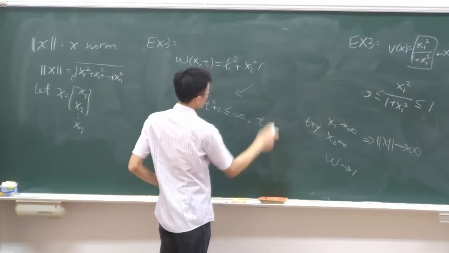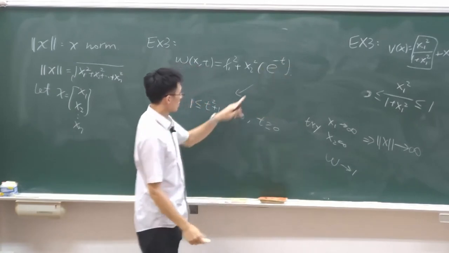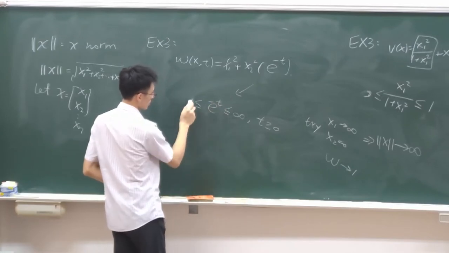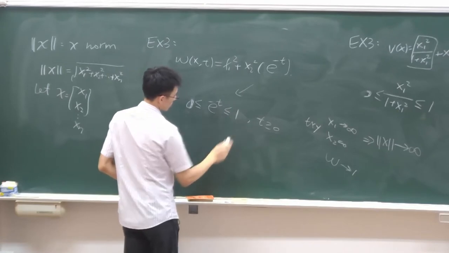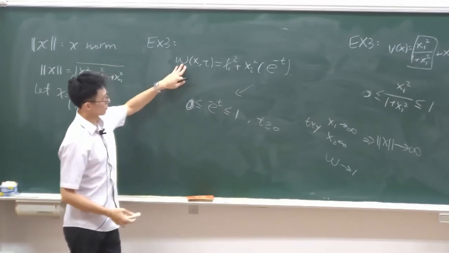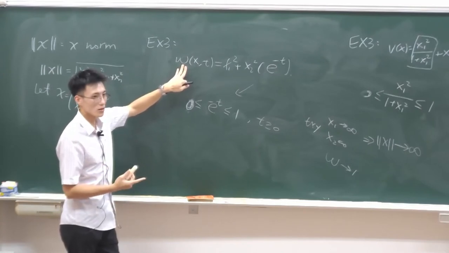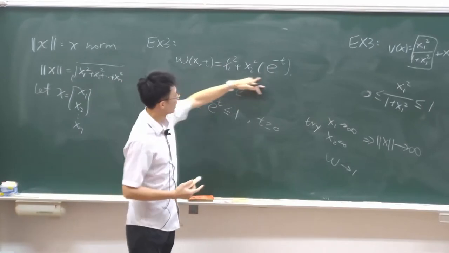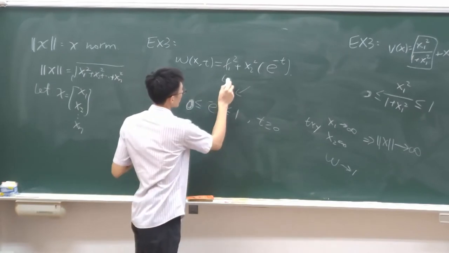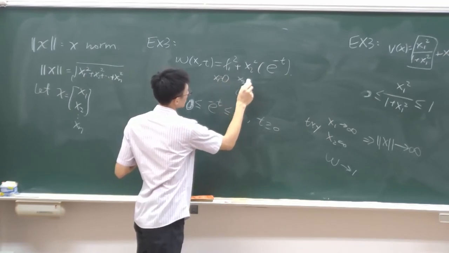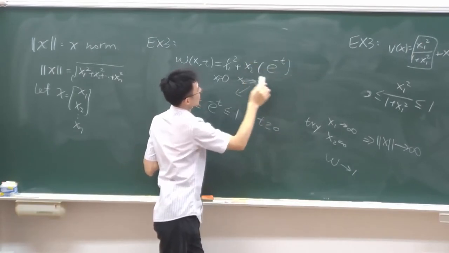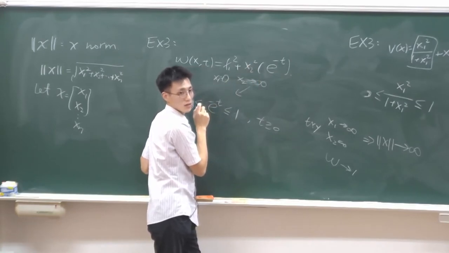But if this term is exponential minus t, what's the lower bound? What's the lower bound? 0. Upper bound is 1. And this 0 could be dangerous, right? It might prevent W from going to infinity as t goes to infinity, right? So you need to be careful. And in this case, it's not radially unbounded. Okay. Like if x1 is 0, x2 is infinity, and as t goes to infinity, this term can be 0, right? And W will not go to infinity, so it's not radially unbounded.